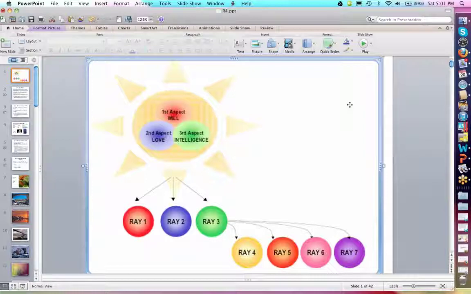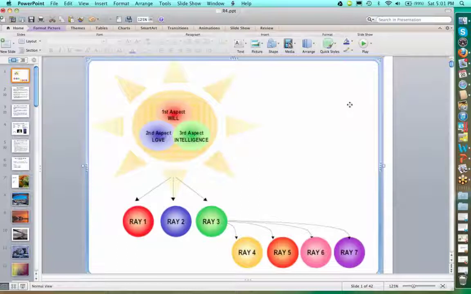Now, these three are then reflected down into the three rays. So ray one is reflected down from the will of God, ray two from the love of God, and ray three from the intelligence of God. The qualities of these three rays are rather abstract, and they are not that much different than what we assume the qualities of deity to be of the three aspects. That's why it's called the rays of aspect.